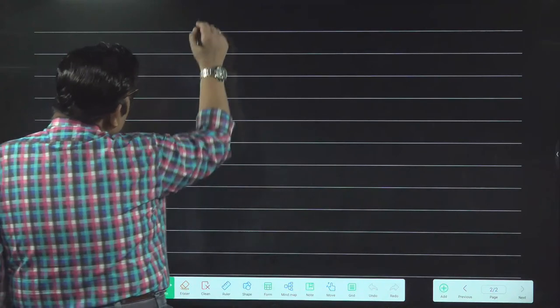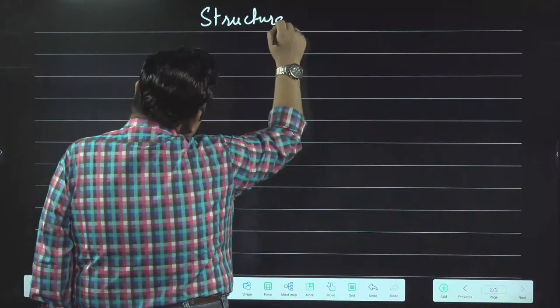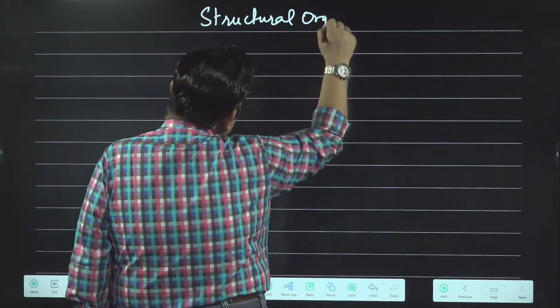So this chapter has two parts: structural organization in animals.